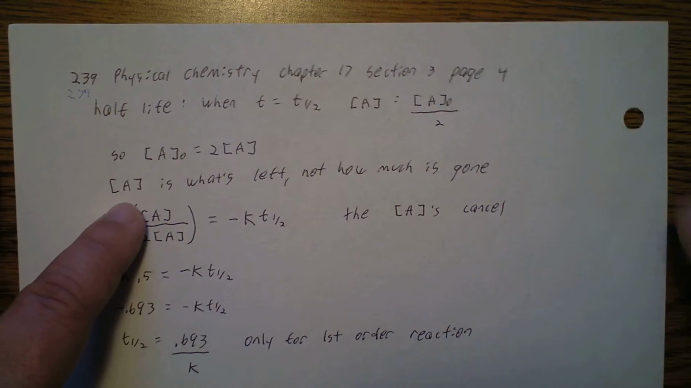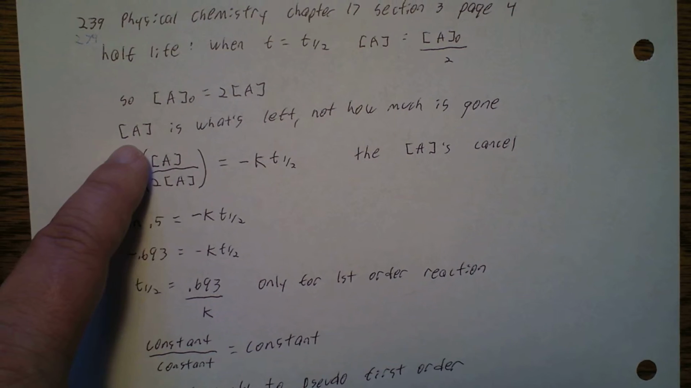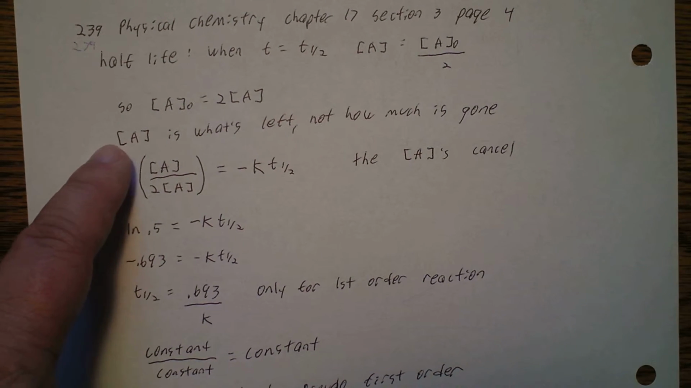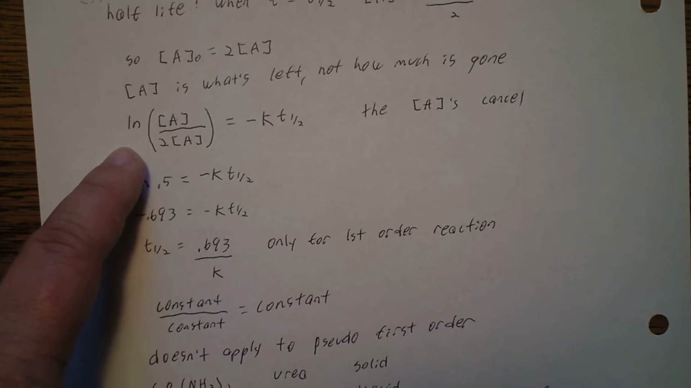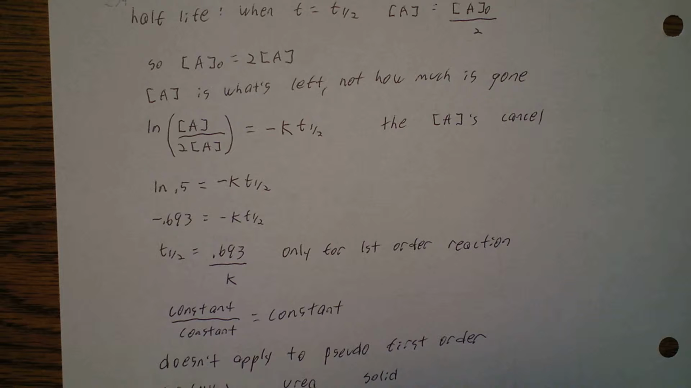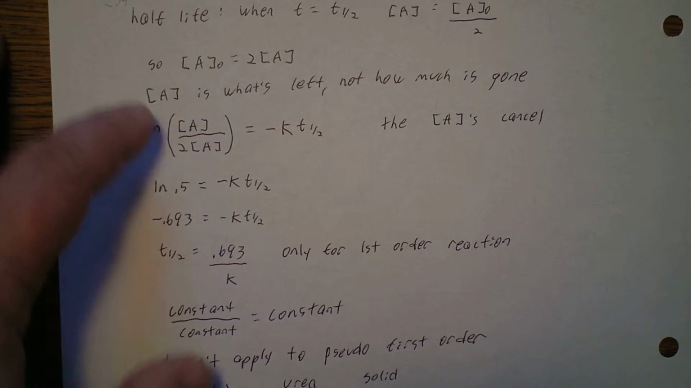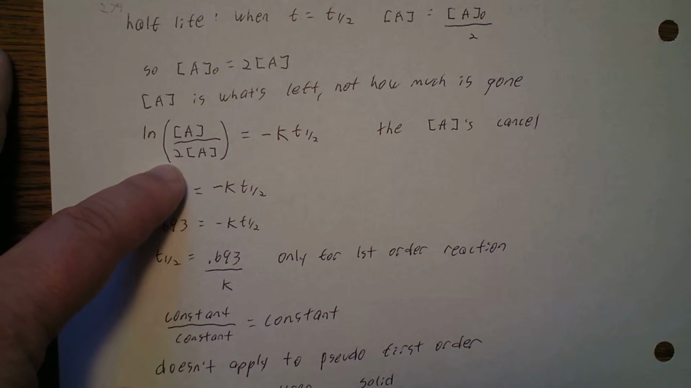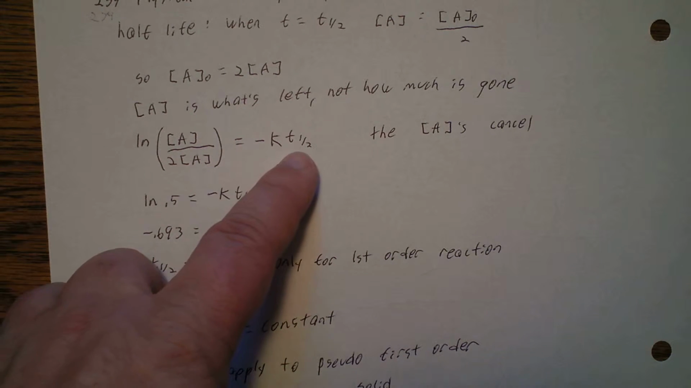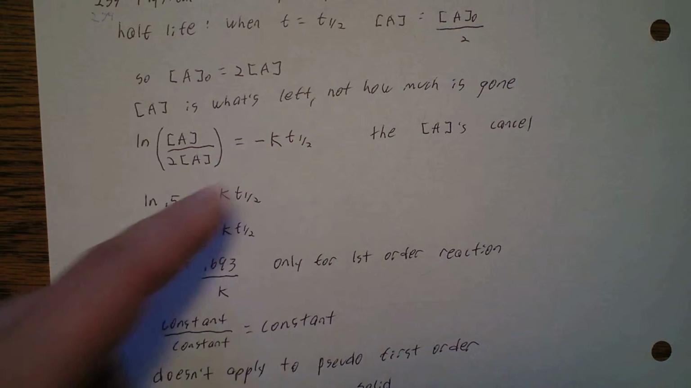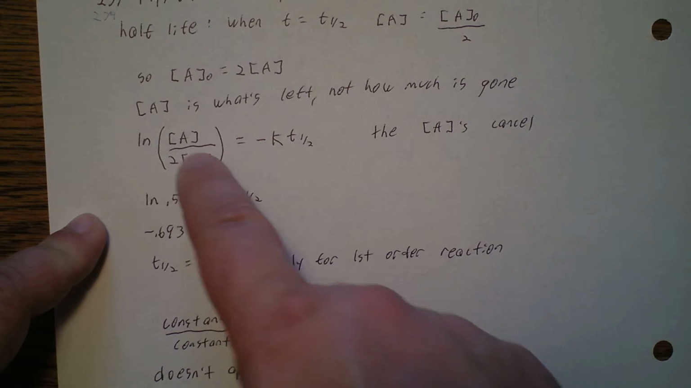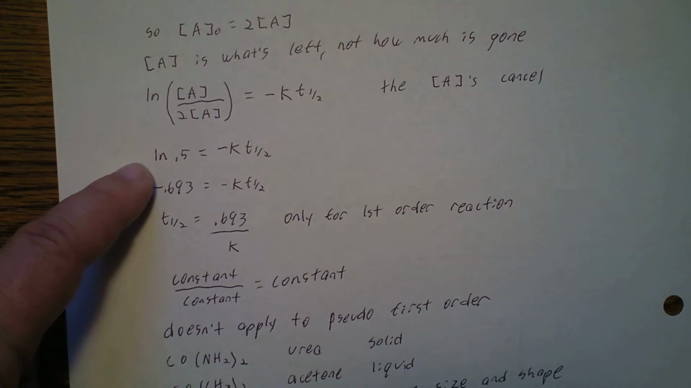So the concentration of A, remember, this is what's left in the system, not how much has been used up by the system. Because we're talking about the reactants. It's a reactant. This is what you started with. So the natural log of the concentration of A divided by 2 times the concentration of A is equal to minus k times time at 1/2, the half-life. So obviously those concentrations of A over here cancel out, and you just do algebra to solve.